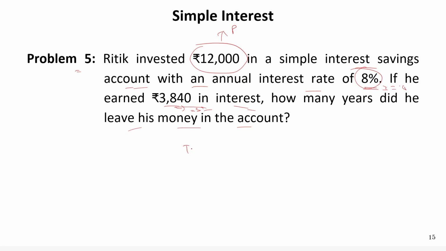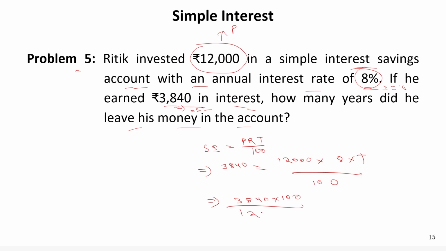How many years? Again we can use the formula, SI is equal to PRT by 100, because R is in percentage here. So 3840 in simple interest is equal to what? The principal is 12,000, so 12,000 into R. R is equal to 8 here, and T is unknown, so we left it as T. So by 100, because the rate is in percentage here. So this will be 3840 into 100 whole by 12,000 into 8 is equal to T.